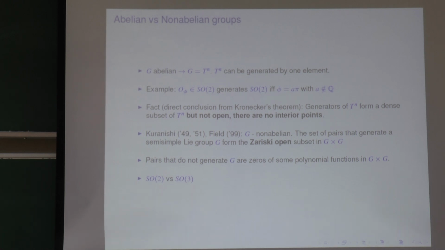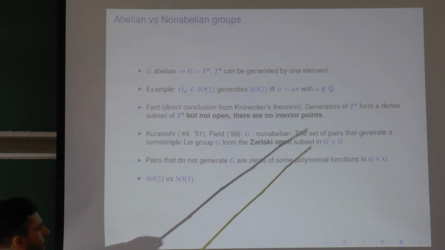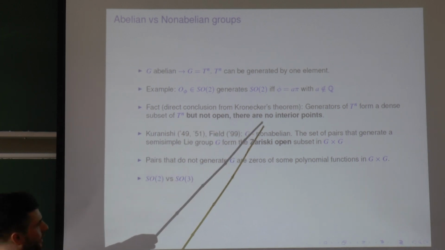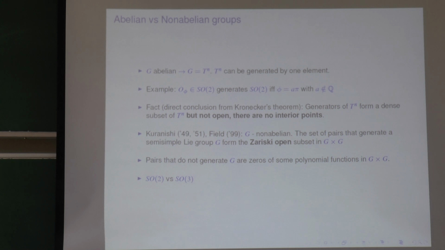form a dense subset of the entire torus, but it's not open and there are no interior points in the set of generators. So if I take a generator and I consider a small neighborhood of this generator, there is always an element which is not a generator. So this set is not open, it's only dense.